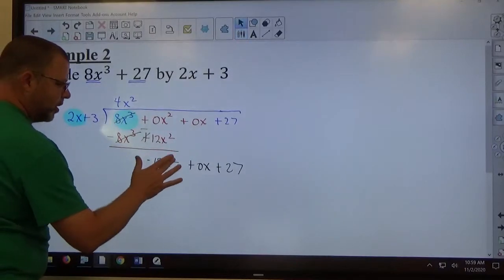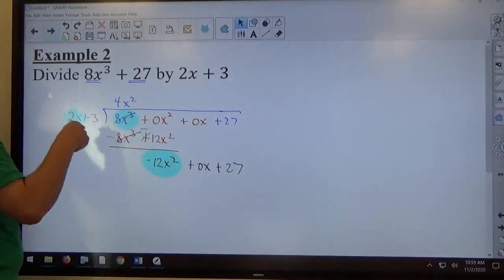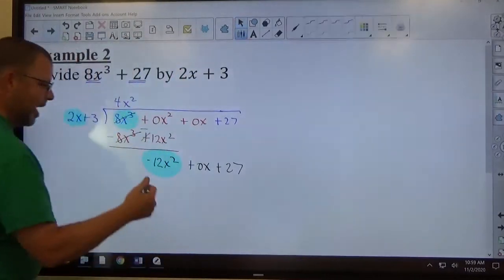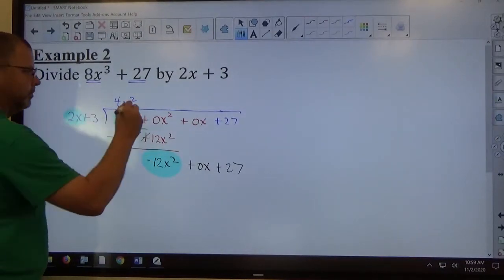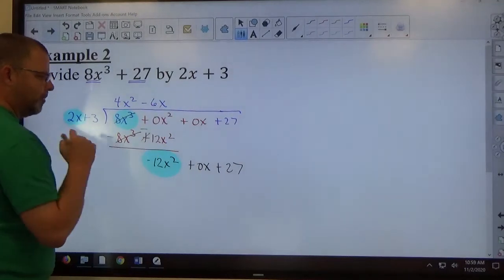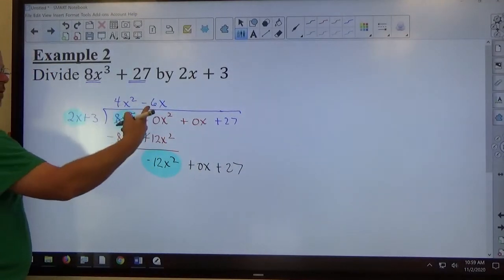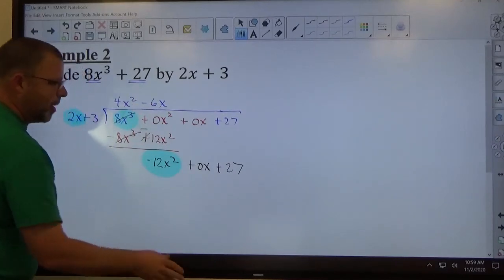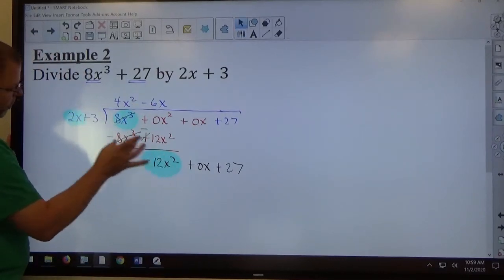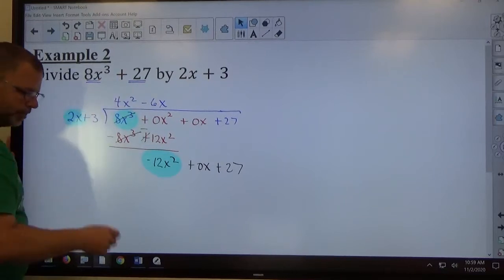This is my first object here. This is my first object here. What is negative 12x squared divided by positive 2x? Negative 6x. Negative 6x, right? Negative 12 divided by 2 makes negative 6. X squared divided by x makes x to the first. Again, I don't care about anything else in the process, just taking this one thing divided by that one thing to get that one answer.